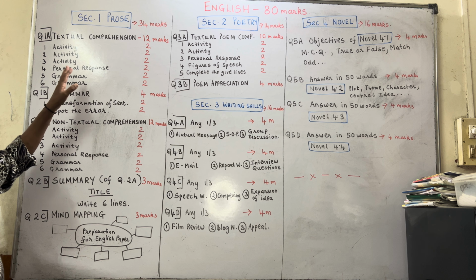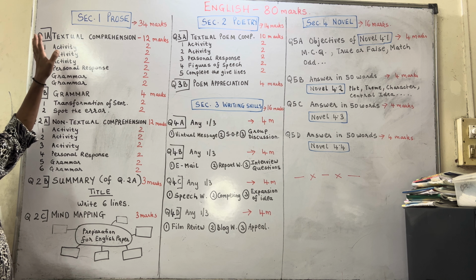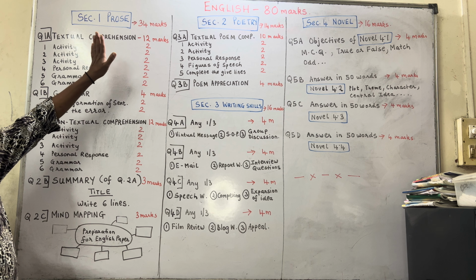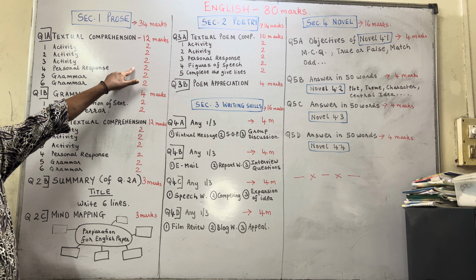So read your textbook and you'll be able to do at least 1 or 2 important chapters, the cop and the anthem and all. Those chapters are important. If you do read those, it is enough. So 3 questions are activity based, 6 marks.